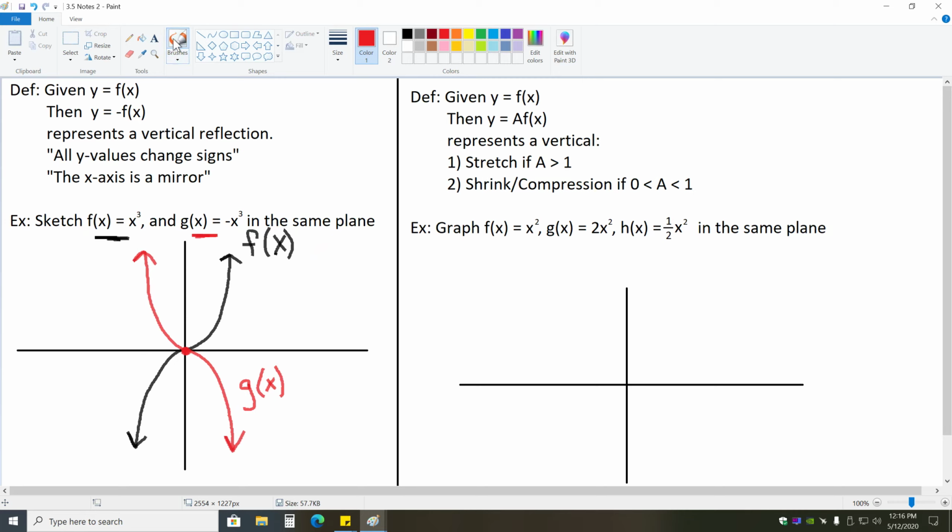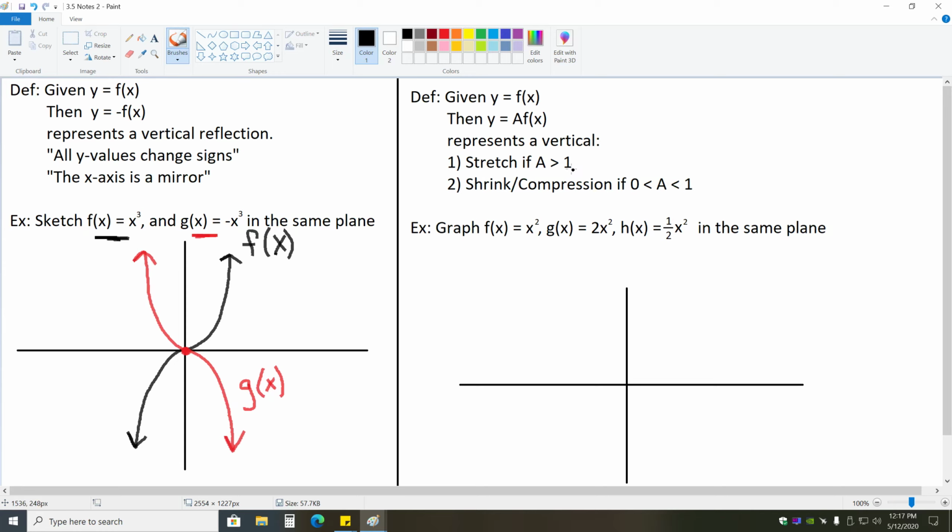Okay, so continuing from here, we now say given y equals f of x, then y equals a times f of x represents a vertical, and we have two cases here. It represents a vertical stretch if a is greater than 1. And it represents a vertical shrink or compression, two names for the same effect, if a is between 0 and 1.